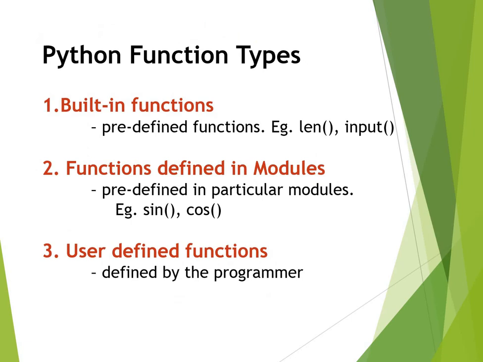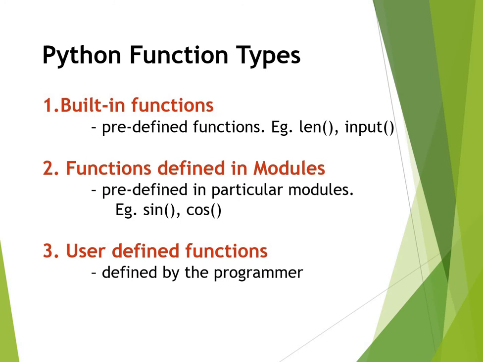Python function types. Python comes with preloaded function definitions as per our needs, and we can also create our own new functions. The Python functions can broadly belong to one of the following three categories: built-in functions, functions defined in modules, and user-defined functions. First one is the built-in functions. The built-in functions are predefined functions and are always available for use. Examples for that are len, input, int, type, etc.